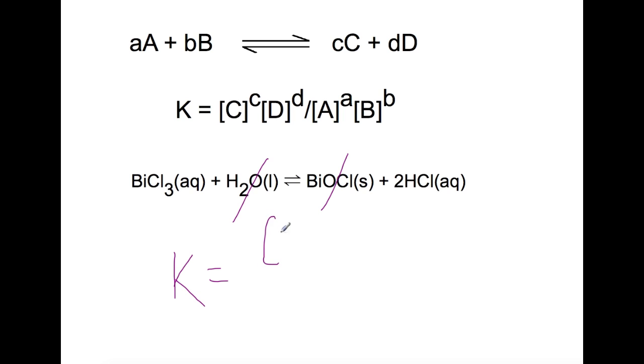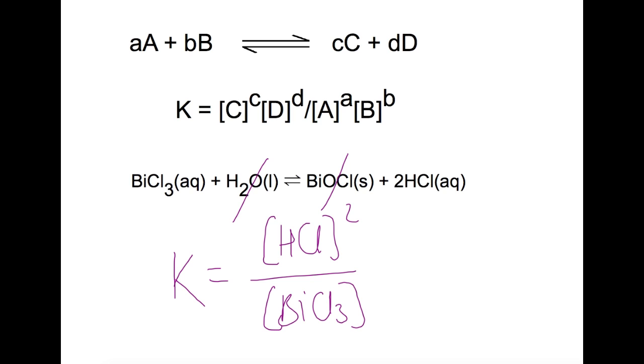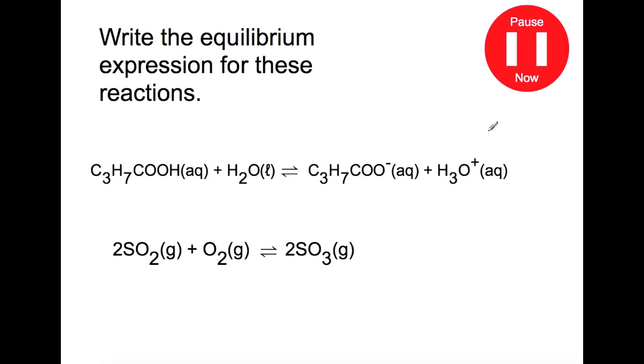So a K expression for this reaction will be the one product raised to the power of 2 divided by the one reactant. You can then put in values for concentrations at equilibrium to find K, or you can use K to find concentrations. Pause the video now and try writing equilibrium expressions for these reactions.